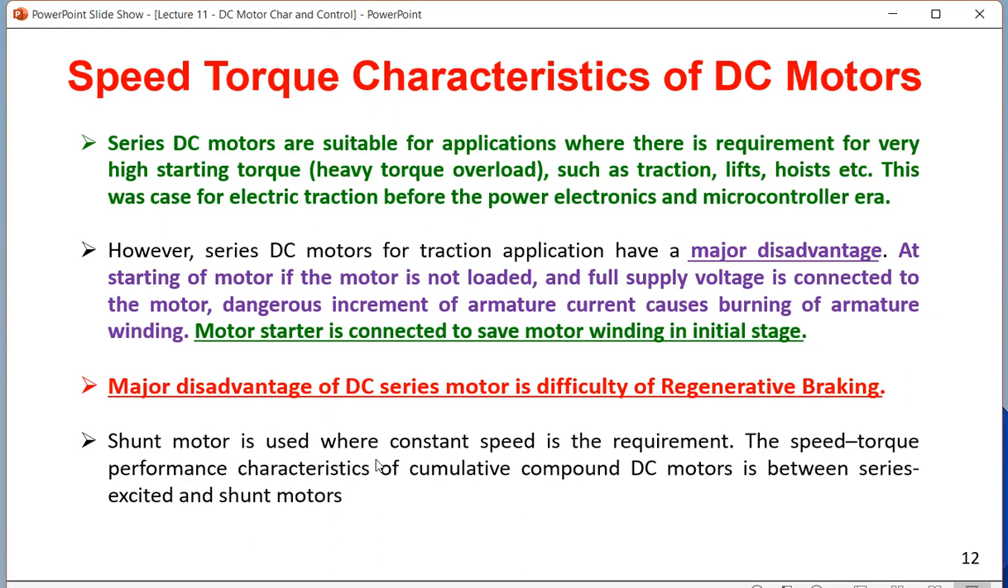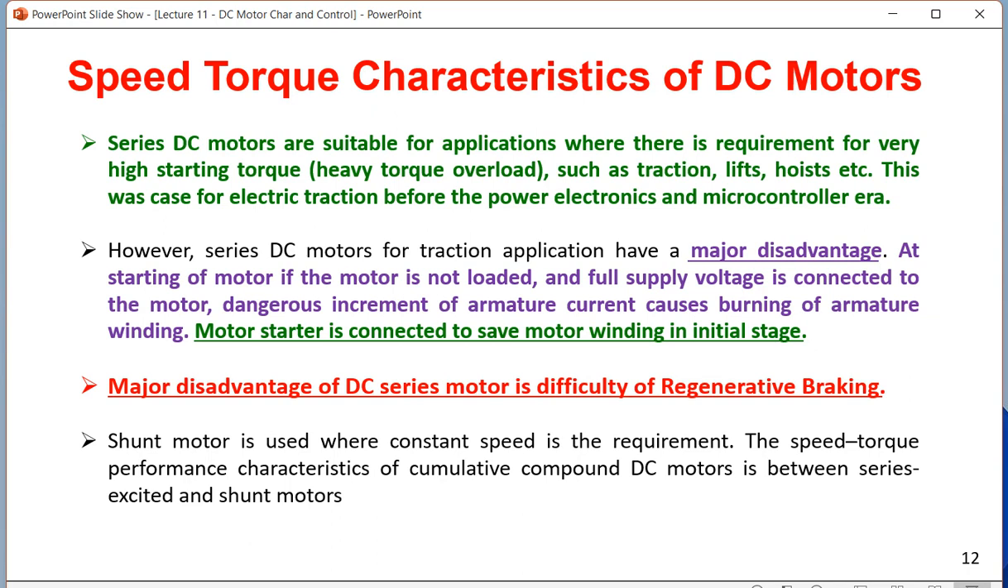A shunt motor is used where constant speed is the requirement. The speed torque performance characteristic of a cumulative compound DC motor is in between series excited and shunt motors. So some EVs and HEVs use a cumulative compound motor for the propulsion part. So this was about DC motor characteristics.